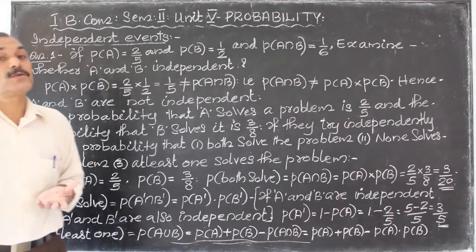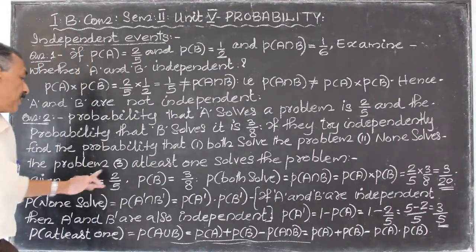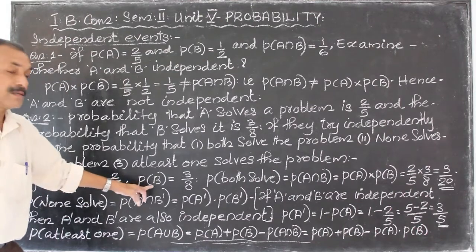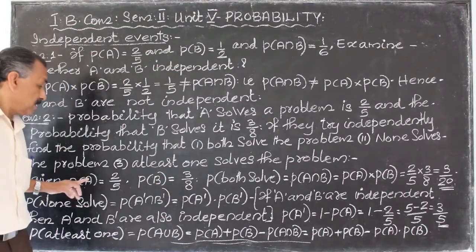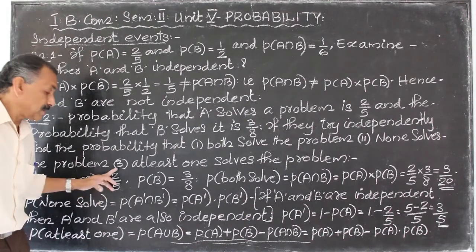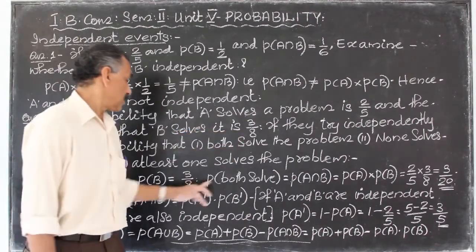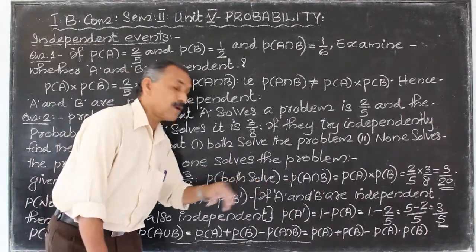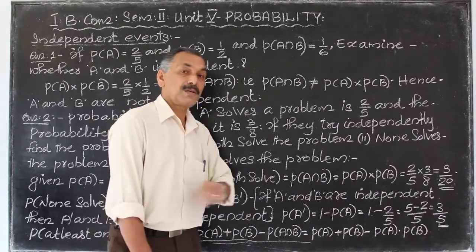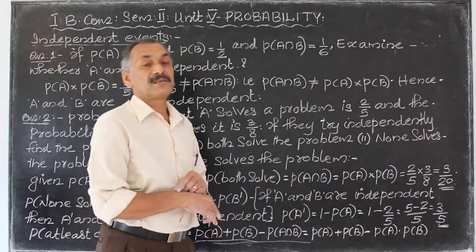What do you mean by both solve the problem? Both solve the problem means, given P of A is equal to 2 by 5, what is the probability that B solves the problem? 3 by 8. Probability that A solves the problem, P of A, is 2 by 5. Probability that B solves it is equal to 3 by 8. Then probability that both solve it, P of A intersection B. We know that A and B are independent events.